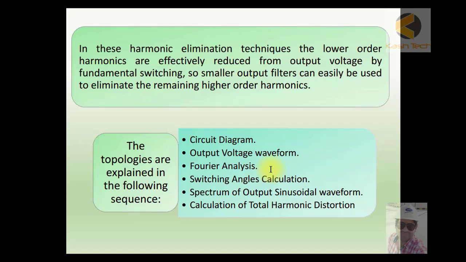The topologies are explained in the following sequence. So for the topologies, we will explain first of all the circuit diagram, output voltage waveform, Fourier analysis, switching angle calculations, spectrum of the output sinusoidal waveform, and calculation of total harmonics.